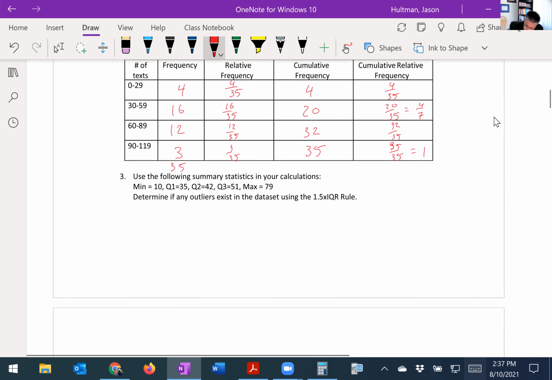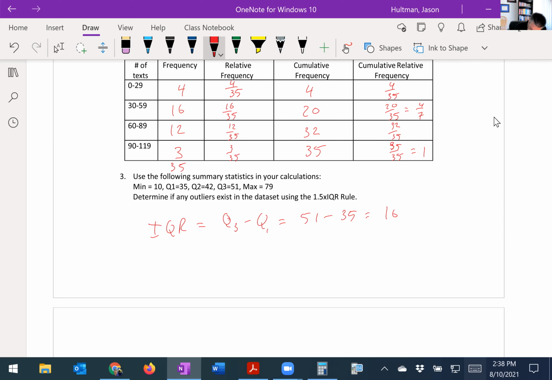Okay, number 3, use the following summary statistics in your calculations. We have the 5-number summary here. Determine if any outliers exist in the data set using the 1.5 times IQR rule here. So first we have to find out, well, what's the IQR? What's the interquartile range? And that's Q3 minus Q1. So Q3 is 51. Okay, Q1 is 35. Okay, and that is equal to 16 when I subtract.